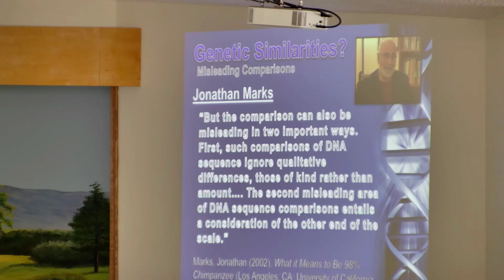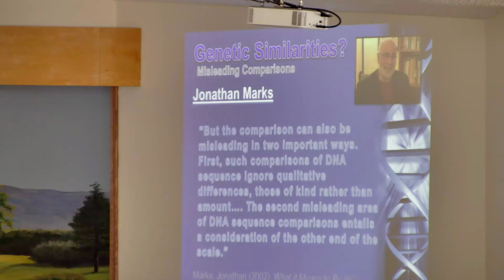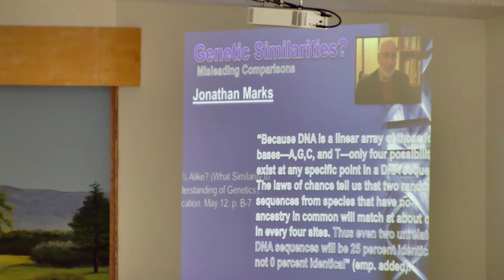The second misleading area of DNA sequence comparisons entails a consideration of the other end of the scale. He explains that because DNA is a linear array of these four bases, A, G, C, and T, only four possibilities exist at any specific point in a DNA sequence. The laws of chance tell us that two random sequences from species that have no ancestry in common will still match at about 1 in every 4 sites.